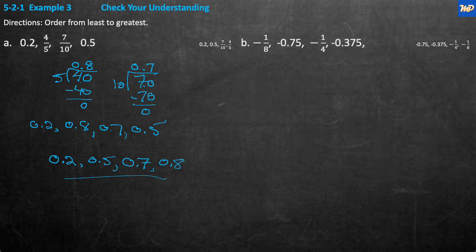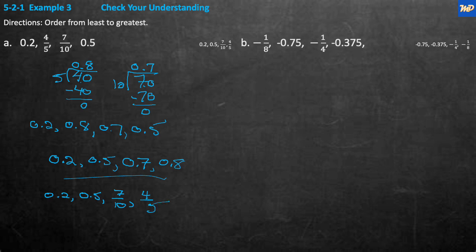And if we want to write them, then it's going to be the 0.2, comma, and then we need the 0.5, which was here, and then comma, and then the next one is going to be the 7/10, and then the 4/5.